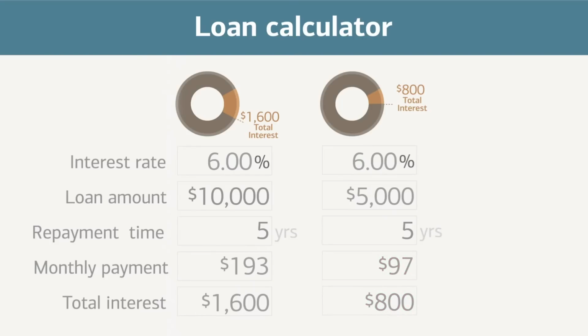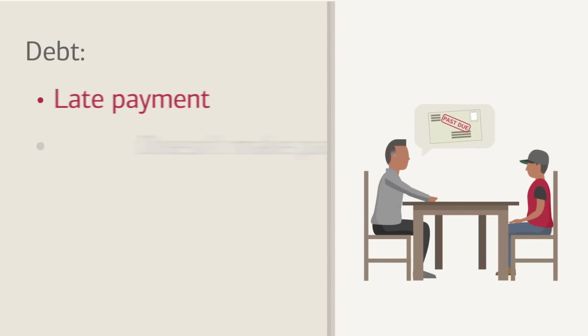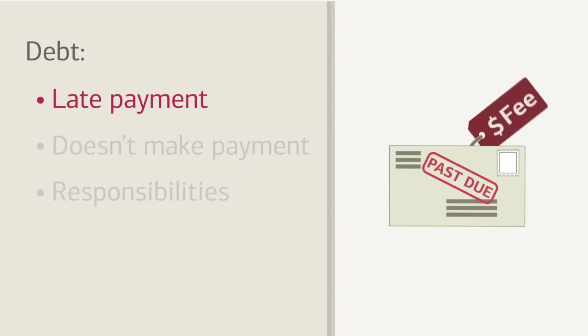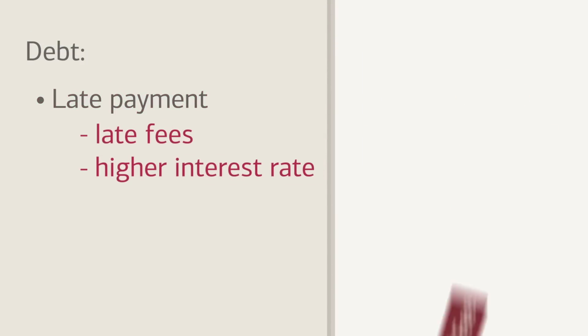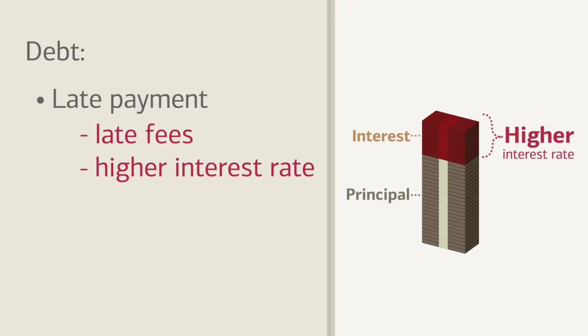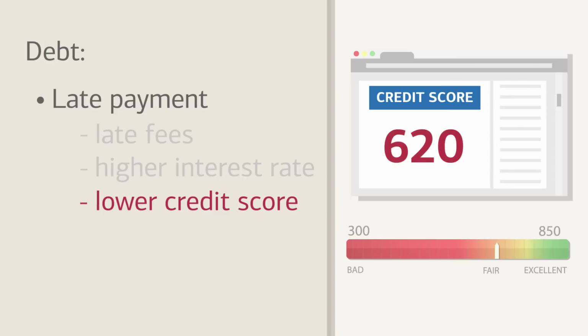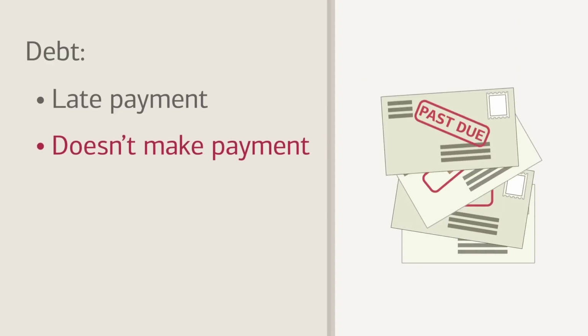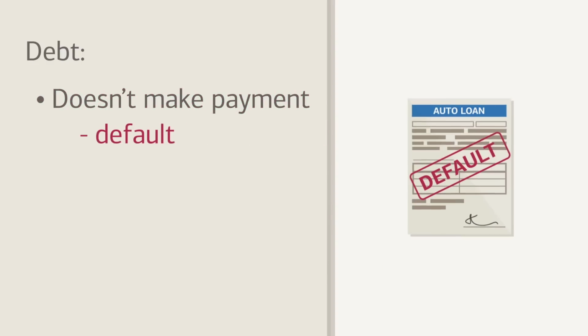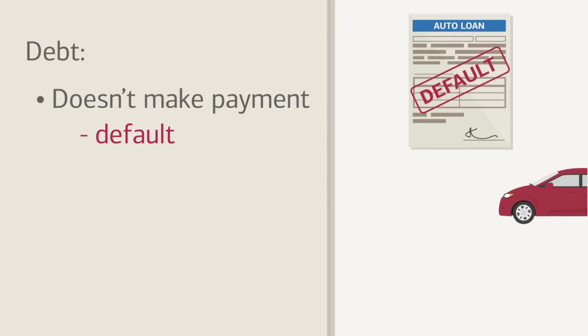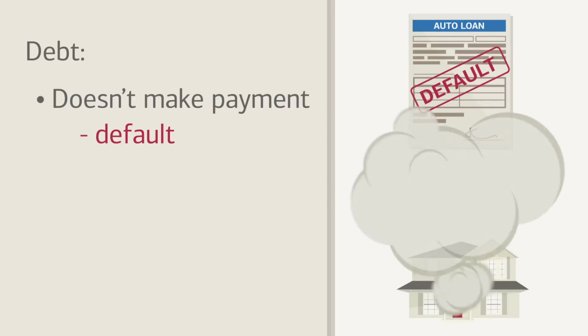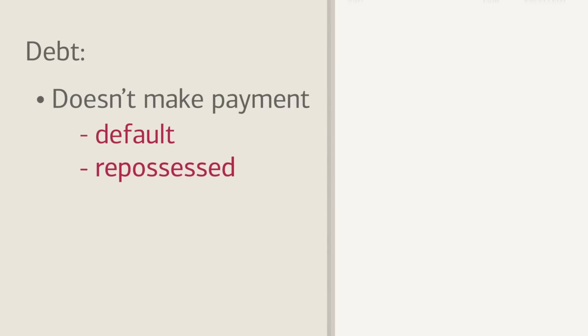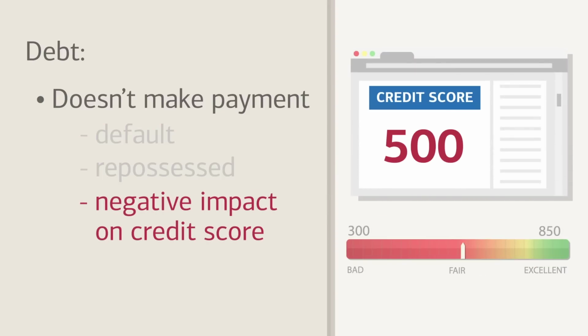Now, your teen should also know that there are consequences if he doesn't make loan payments on time. In some cases, it can lead to late fees and a higher interest rate, which could mean he'll end up paying a lot more over time. It can also have a negative impact on his credit score. And if he doesn't make payments on his loan, it could go into default. When a borrower defaults on a loan, there are serious consequences. Sometimes the asset purchased with the loan, like a car or a house, can be repossessed by the lender. A default can also significantly hurt his credit score.